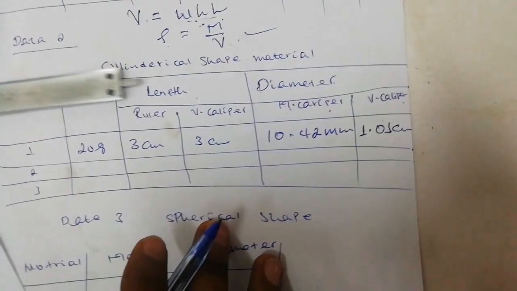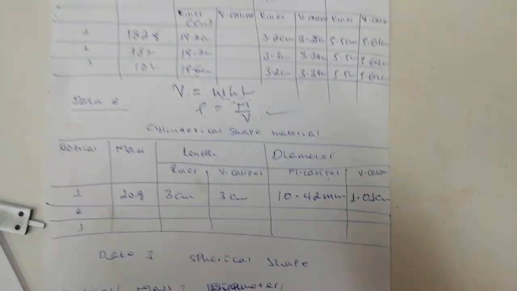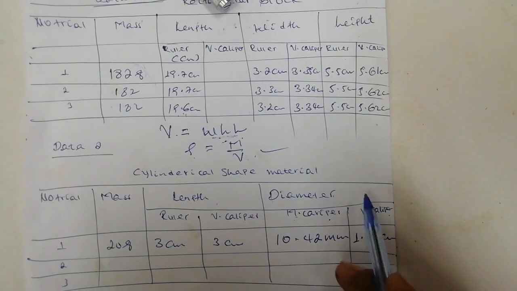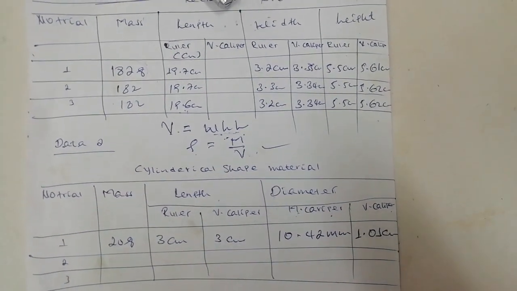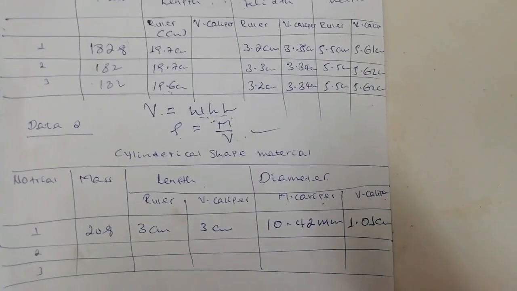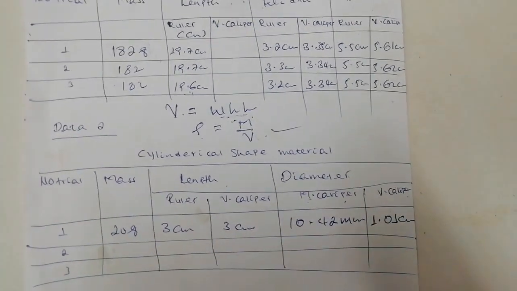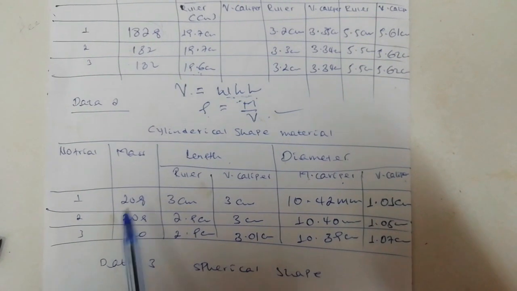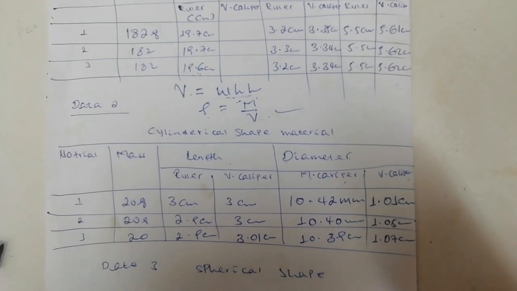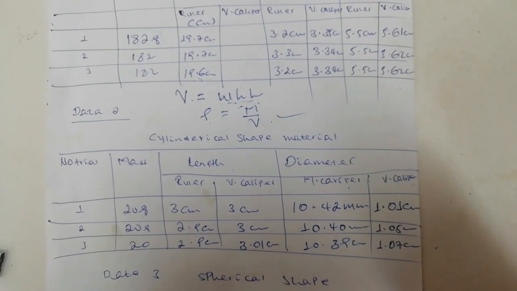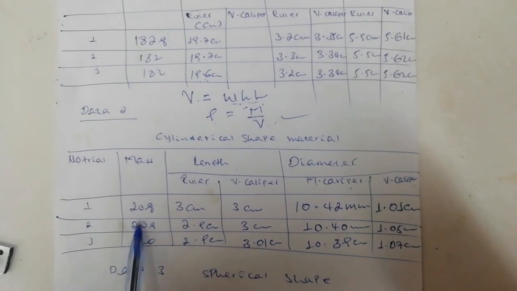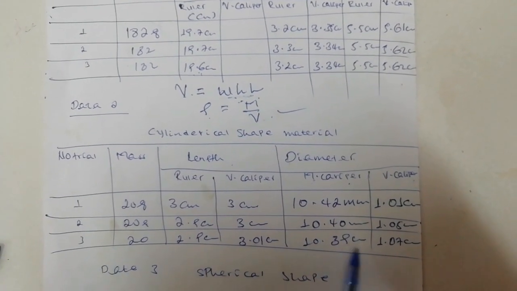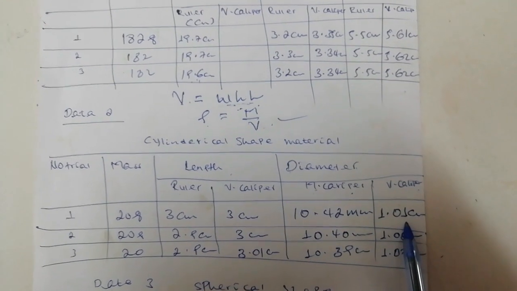This is how it is done when you are using the vernier scale for cylindrical shapes. If you have spherical shapes, it is used the same way for different data. For different types of data, you increase the number of observations to decrease the errors. You should take at least 3 or 4 data. This is the data taken as the first data.